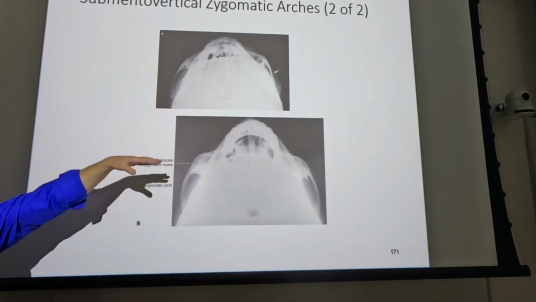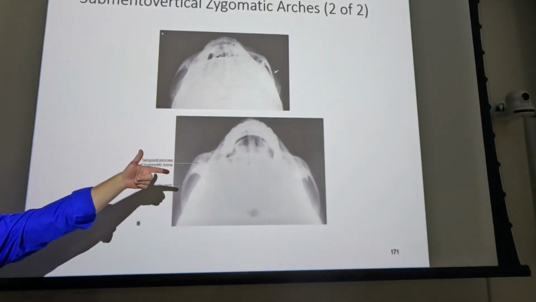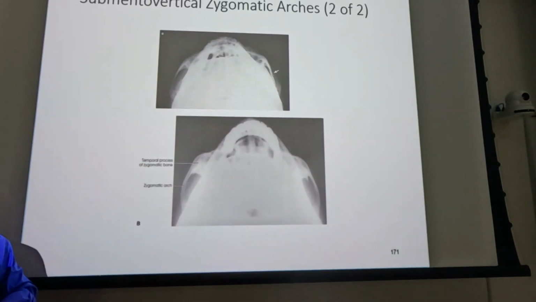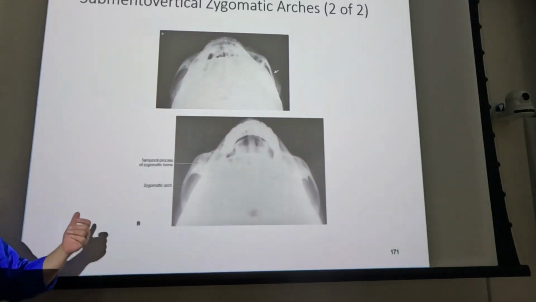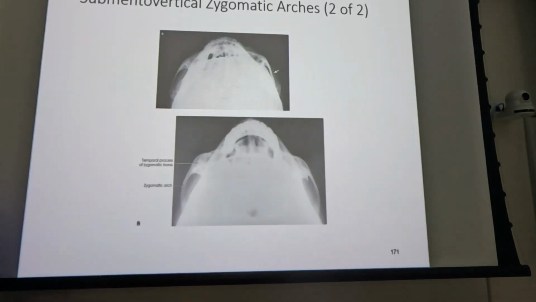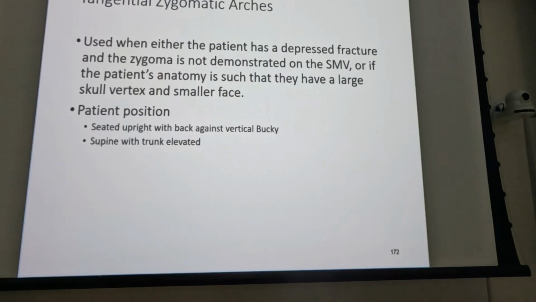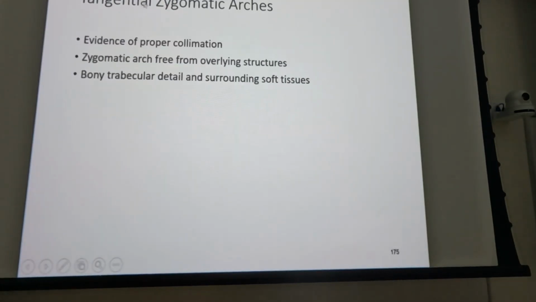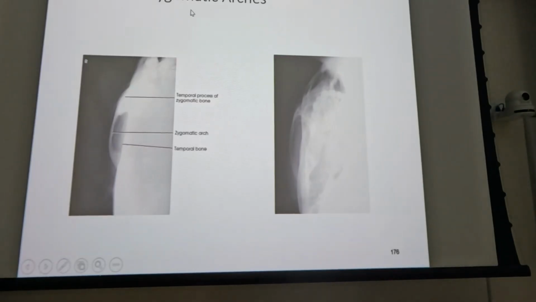But anyway, you could not get a good SMV on this guy. You just wouldn't be able to do it, even with a reduced SID. So what we can do then to compensate for that is to oblique the patient just a little bit and do what we refer to as a tangential. A tangential is kind of like an SMV, but it's unilateral, so we're only shooting one side.